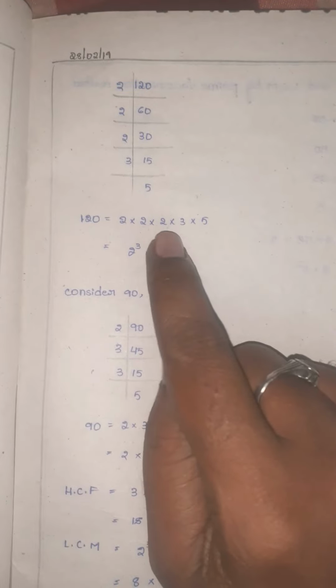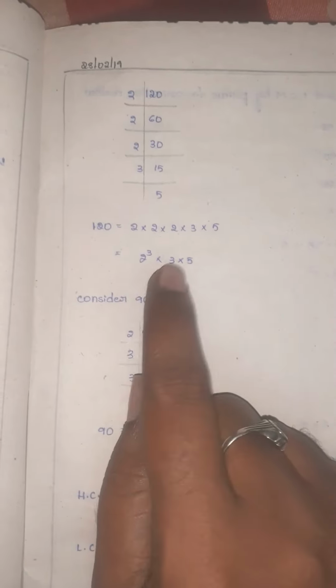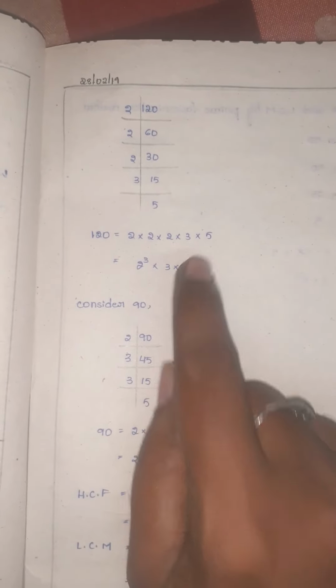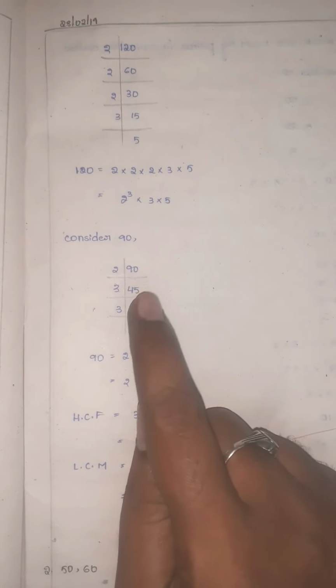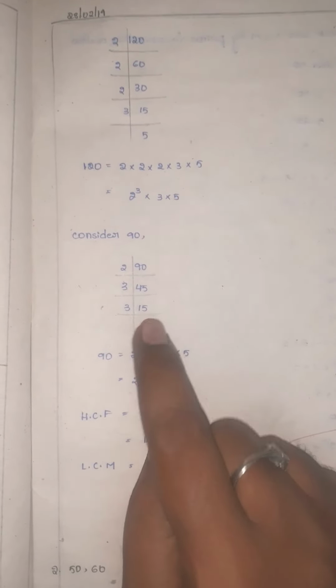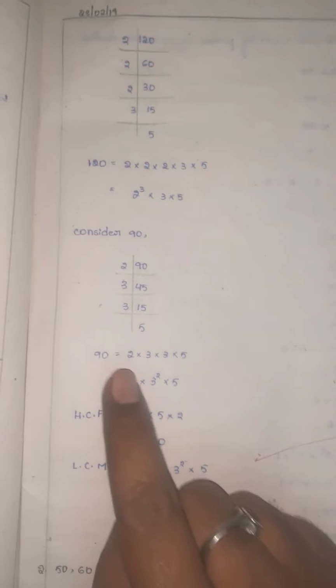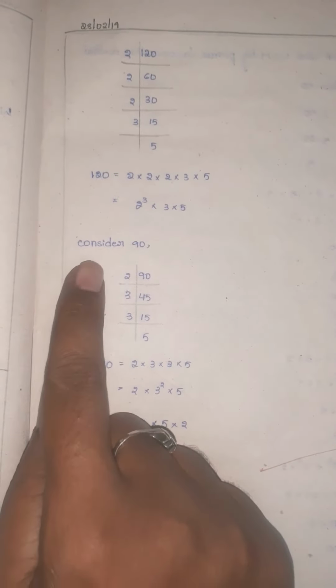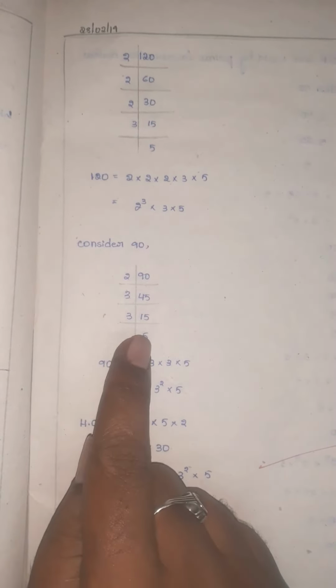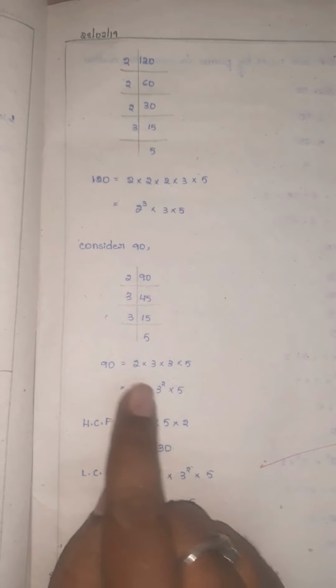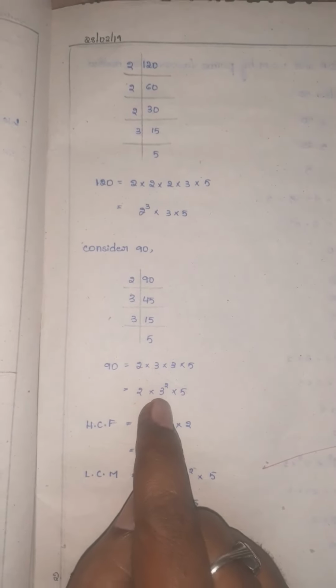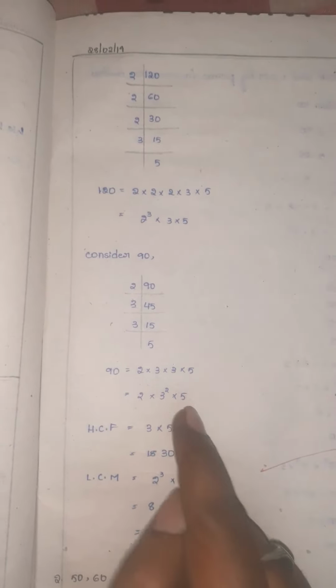So 120 is equal to how many 2s came here? 1, 2, 3, means 2 power 3, into how many 3s? Only one 3, 3 into 5. Next 90. 90 means 2 45s are, 3 15s are, 3 5s are. So 90 is equal to 2 into 3 into 3 into 5. I wrote the 2 as it is, into how many 3s are there? Two 3s, means 3 power 2 into 5.